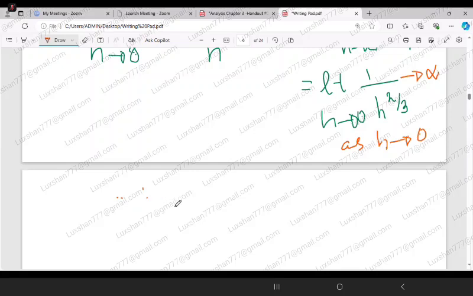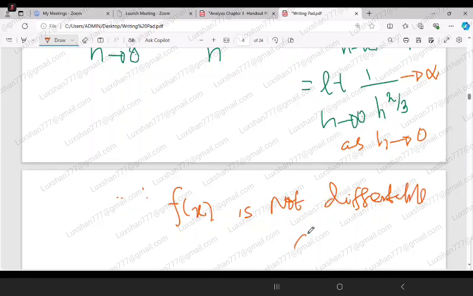Therefore, f of x is not differentiable at 0. Okay. Do you understand this? Tell me whether you understand or not.